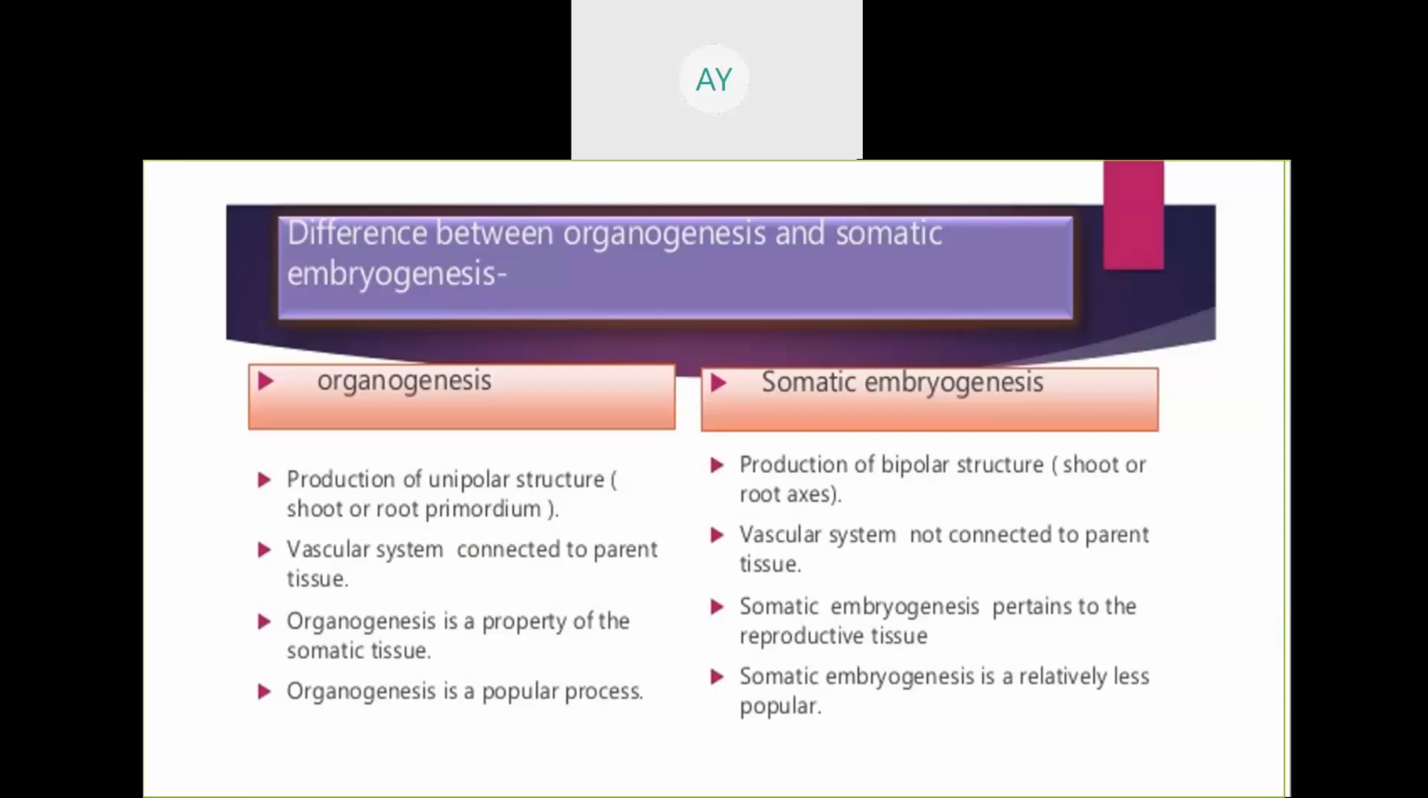Organogenesis is a unipolar structure, shoot or root primordium formation. Here in somatic embryogenesis we produce a bipolar structure, root and shoot. Alternatively, in organogenesis first we produce the shoot and then we produce the root.